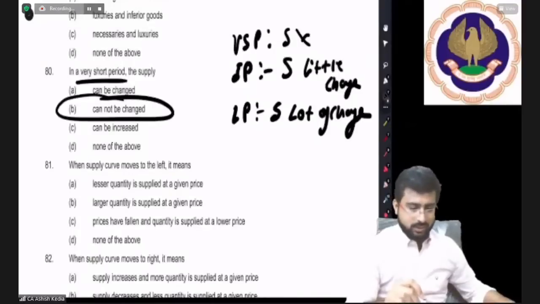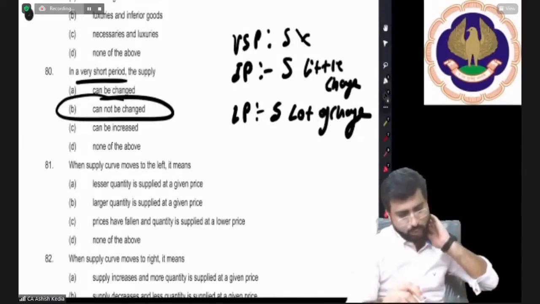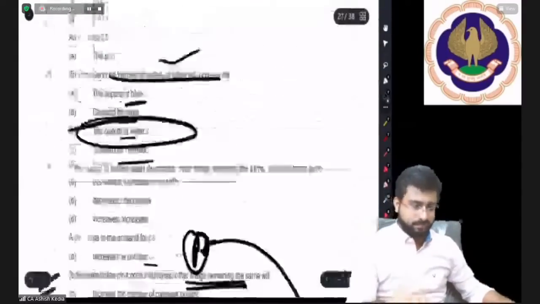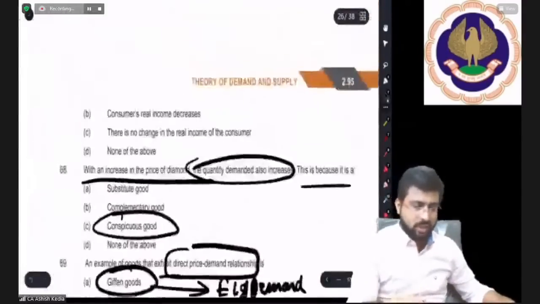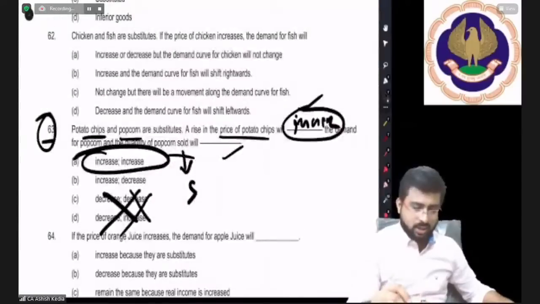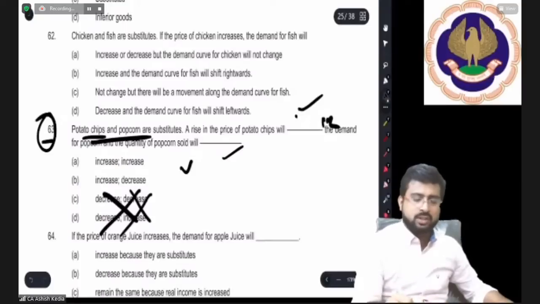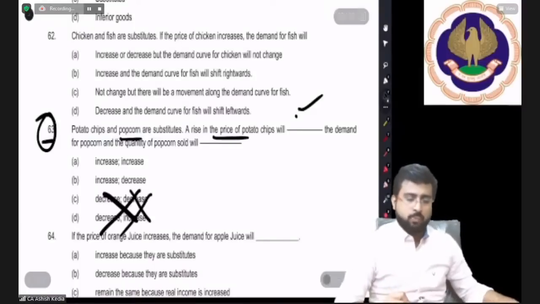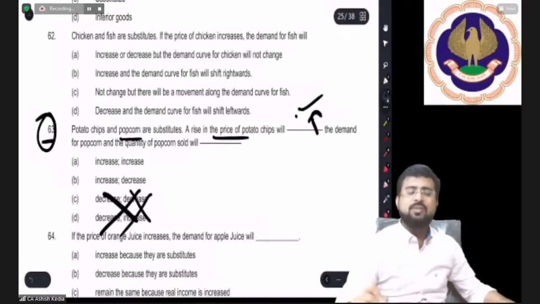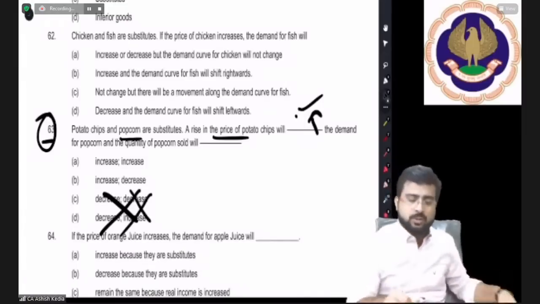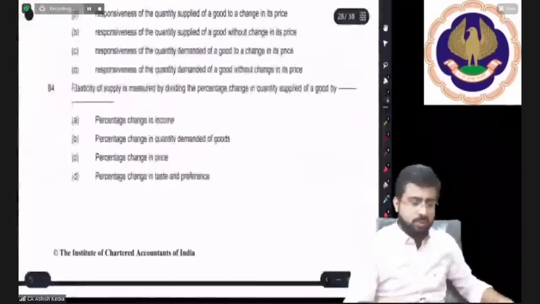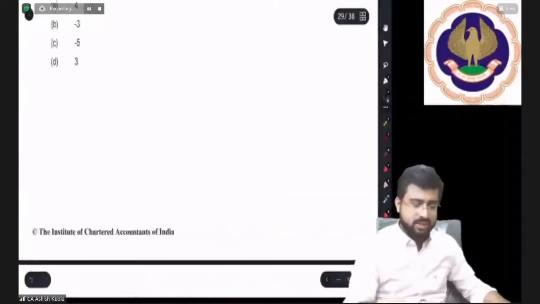Moving on, sir. Some of you are asking to solve some MCQs. I'll do it, don't worry. One of your friends is asking question number 63, I think. Yes, it's very easy. Potato chips and popcorn are substitutes. If the price of chips is rising, demand for popcorn will increase. Obviously, if demand for popcorn is increasing, the sales of popcorn will also increase. It's a very basic question. Increase.